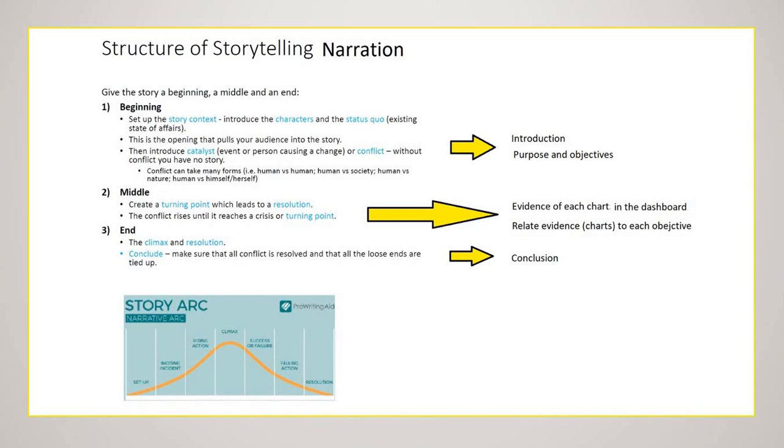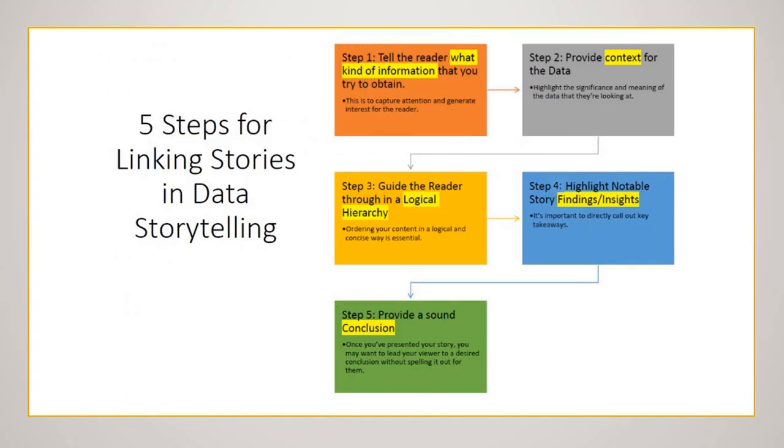Okay, intro, you tengok flow dia, intro, purpose and objective tadi, kemudian evidence, kemudian relate evidence dengan objective, then finally you come to the conclusion. Okay, these are 5 steps for linking stories in data storytelling. Step 1, tell the reader what kind of information that you try to obtain. Dekat intro tadi lah, try to capture attention and generate interest for the reader tadi. Mungkin boleh mulakan dengan soalan yang catchy. Kemudian provide context for the data, highlight the significance and meaning of the data they are looking at. Kemudian beritahu kepentingan. Bila you dah ada intro, dah tarik perhatian user you, bagi tahu kepentingan data tu apa.